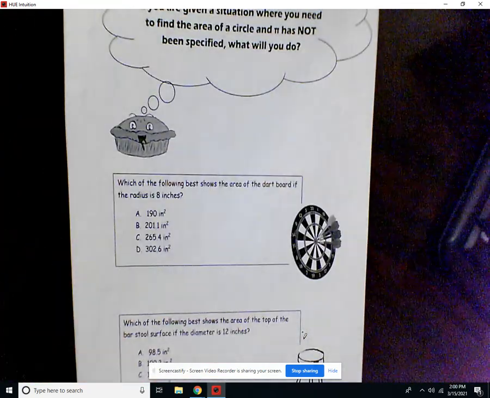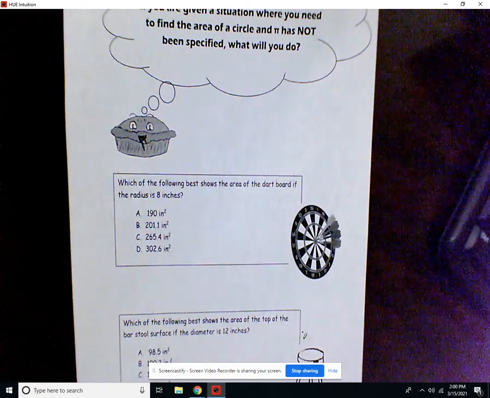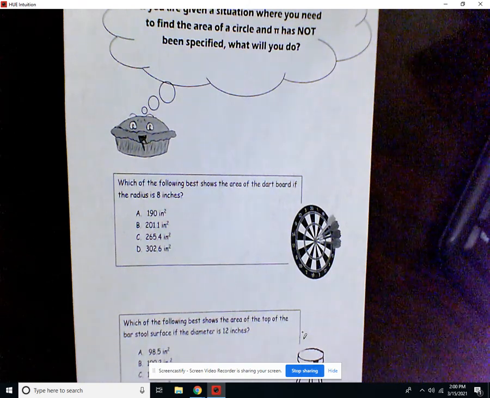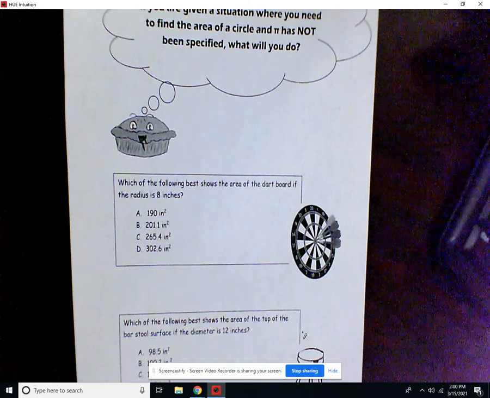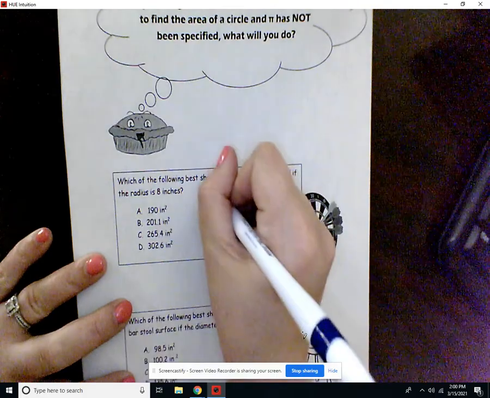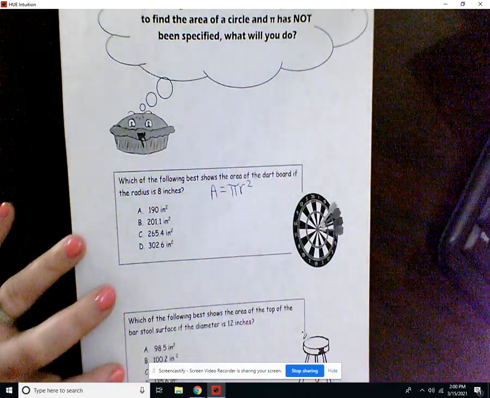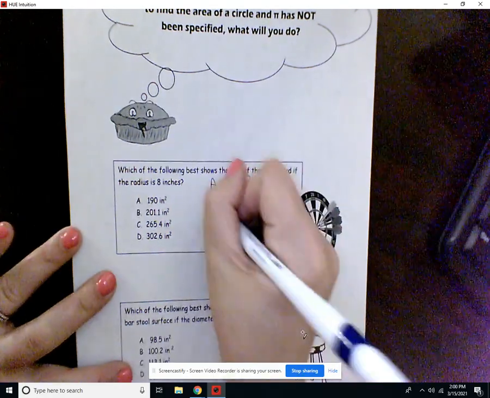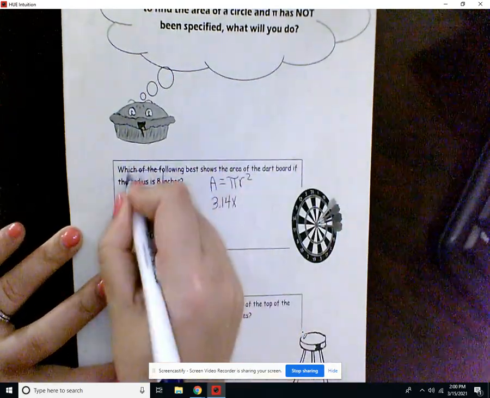So these are just going to be basic area problems, just finding what is the correct answer. Okay, so which of the following best shows the area of the dartboard if the radius is 8 inches? Again, start off with our formula, pi r squared. They don't give you pi, so we use 3.14. It does say radius, so that's nice.